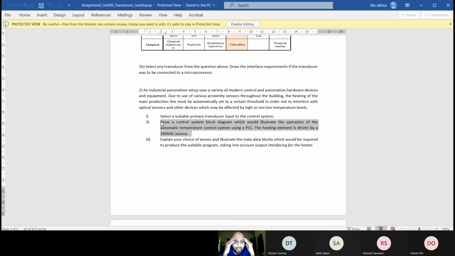Yeah. You can make it as detailed as you possibly can. And it says the heating element is driven by a 240 volt AC source. So you've got to include a relay. So in your PLC, you've got to include relays.